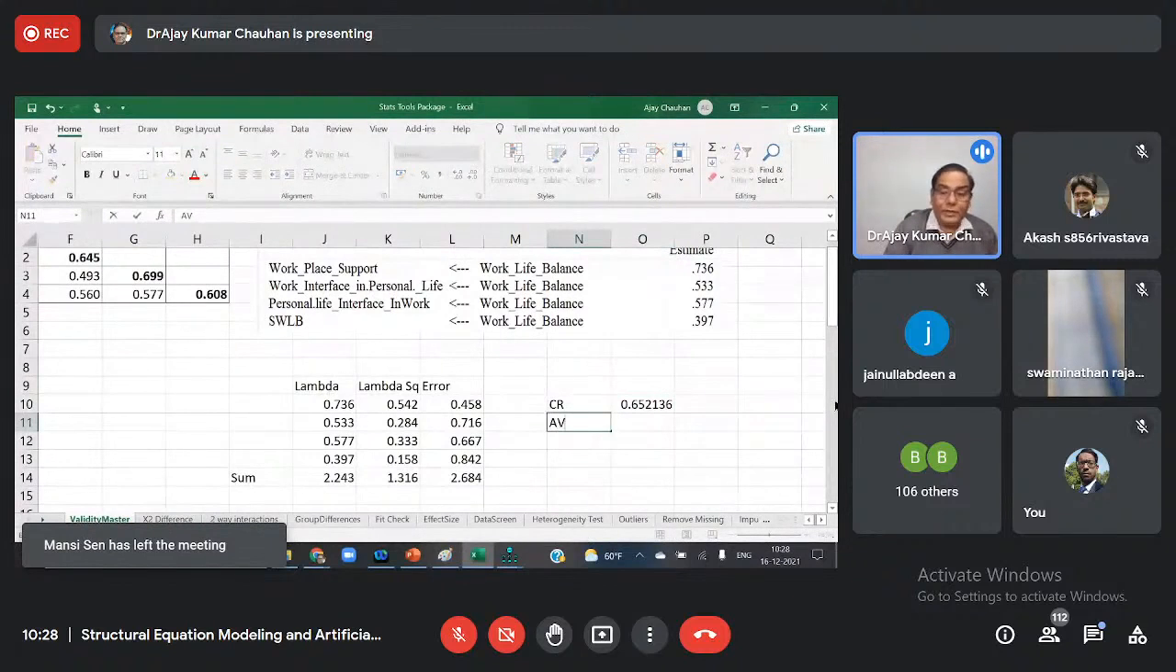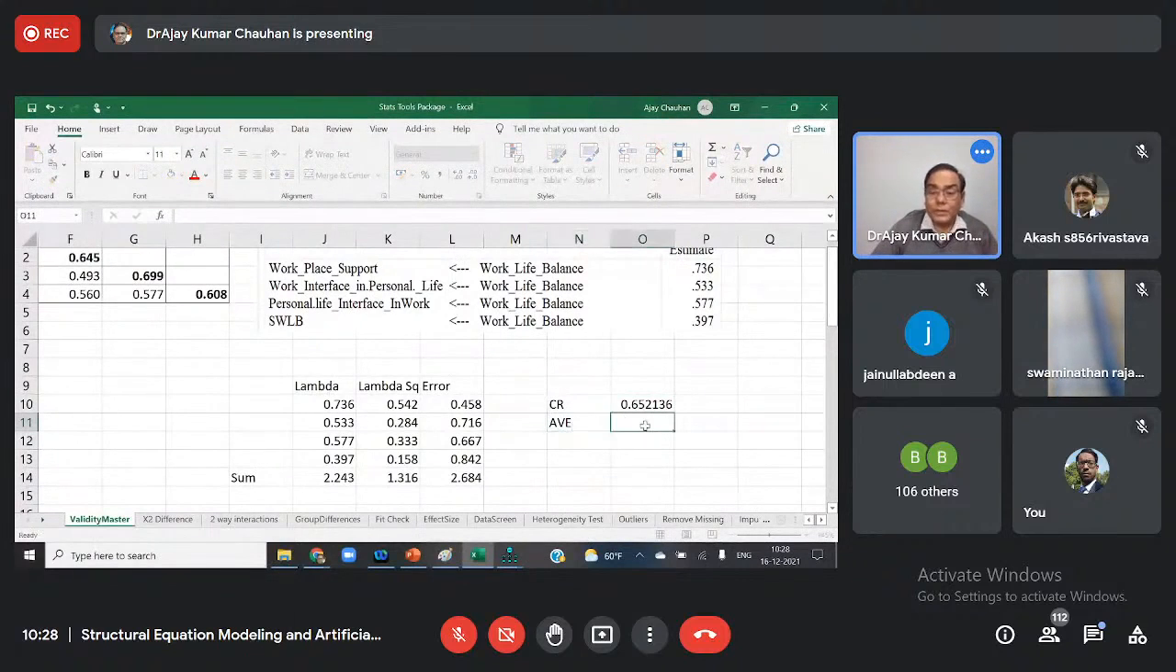Then we can calculate AVE. So the AVE is equal to this value divided by this value plus this value, and okay.